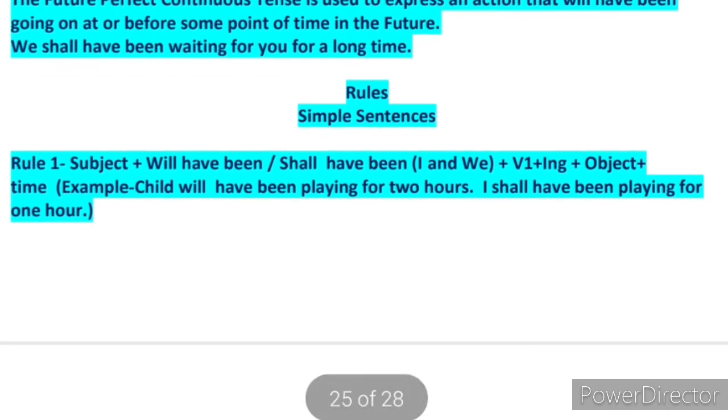So the rule for simple sentences is: subject plus will have been, shall have been plus v1 plus ing plus object plus time. Time is very important, as I have told you that in all the perfect continuous tenses, we are supposed to add time. For example, child will have been playing for 2 hours, I shall have been playing for 1 hour.